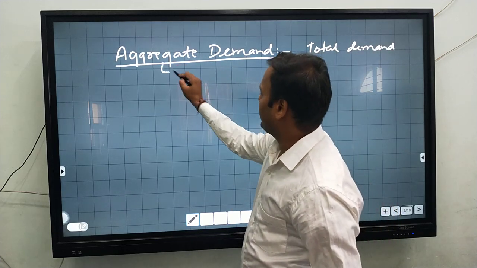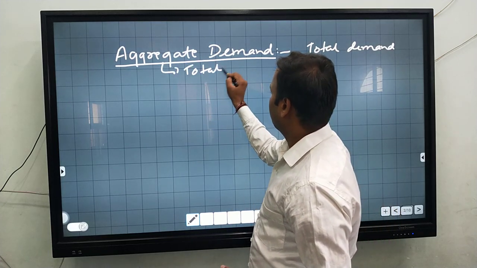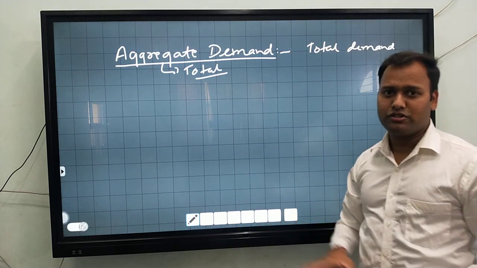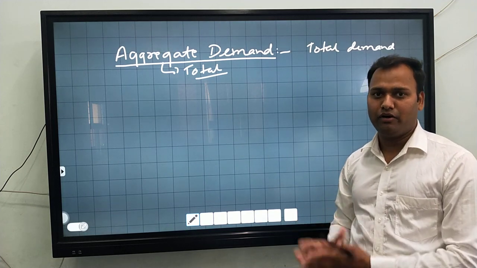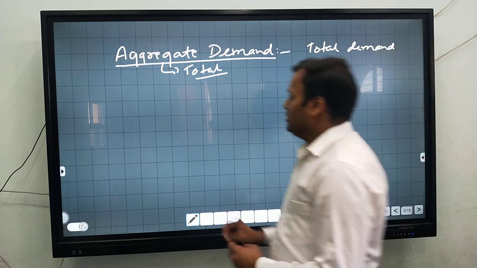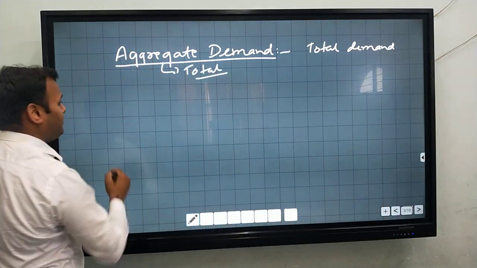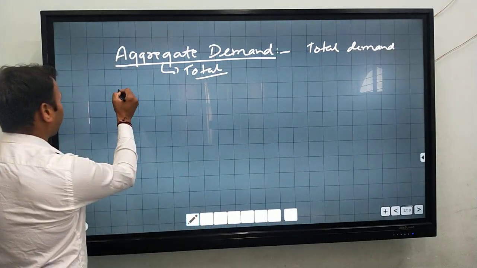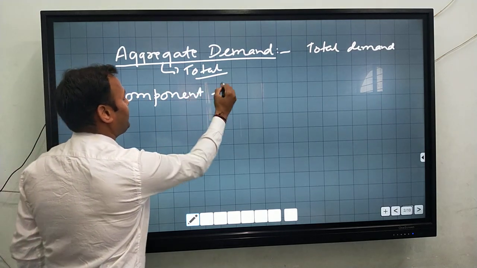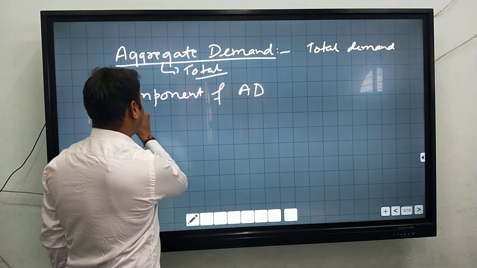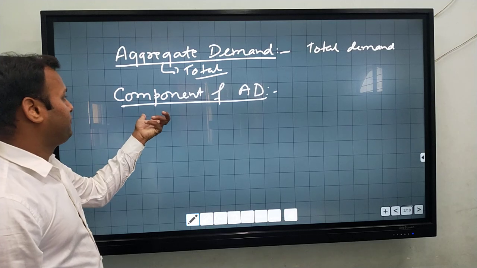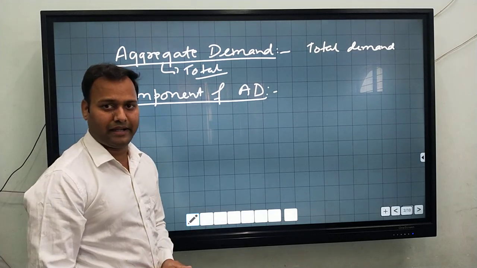So aggregate means what? Aggregate means the total demand by a consumer, or all the consumers are willing to purchase the particular goods within a particular time period, within an accounting year, that is called the aggregate demand. Okay. Now in aggregate demand there are components of aggregate demand, that is AD. In short you can write AD. So there are four main components of the aggregate demand.